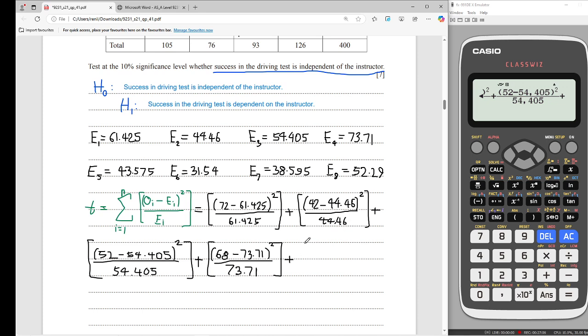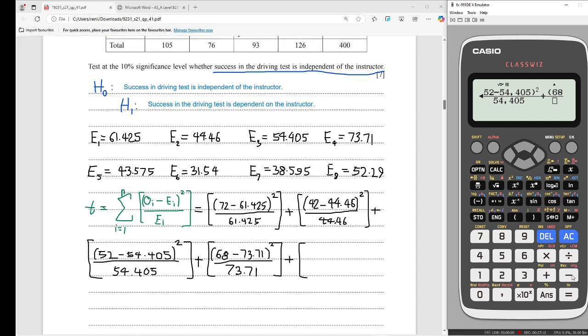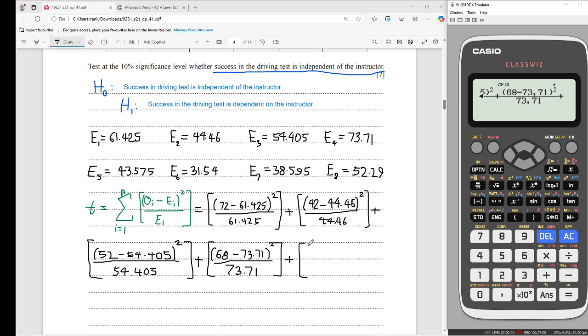Now for 5. Before I proceed to the fifth one, let's just plug this into the calculator. 68 minus 73.71 whole squared divided by 73.71. Okay, it's very easy to make errors when calculating this, so do be careful when doing this.